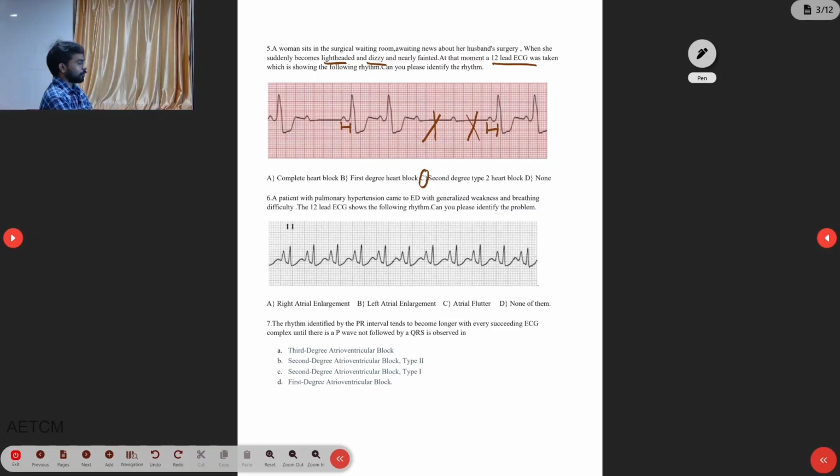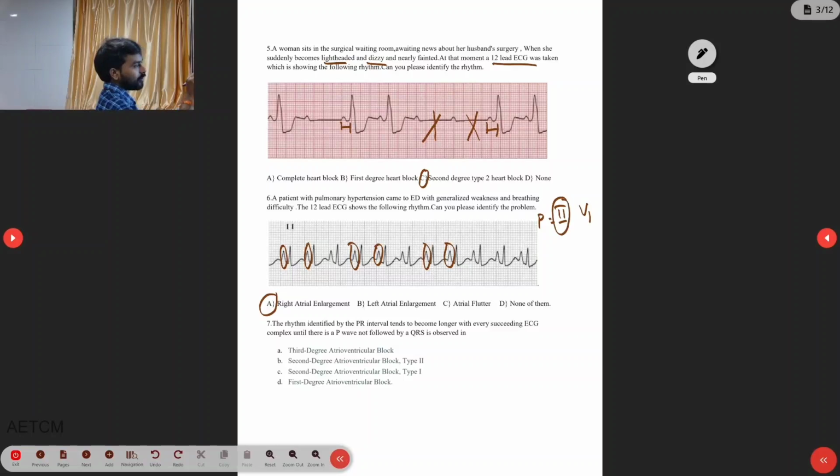So usually this is right atrial enlargement. Option A is correct for this one. Why is it? You can see tall P waves in the ECG. Usually P waves, as we have discussed earlier, we have to see in lead 2, and V1 also we can see. Usually P waves in lead 2 will be dome shaped, whereas in V1 they will be biphasic in shape.